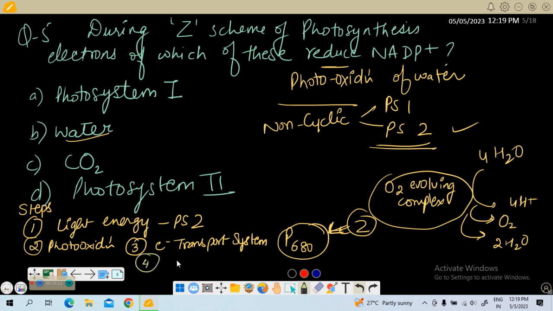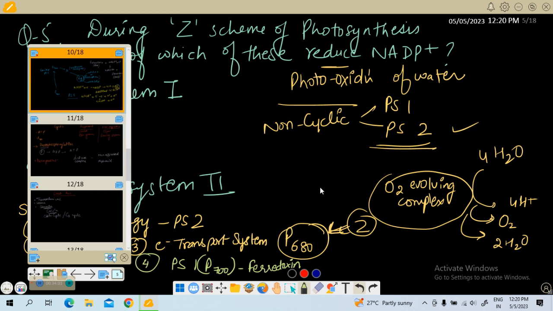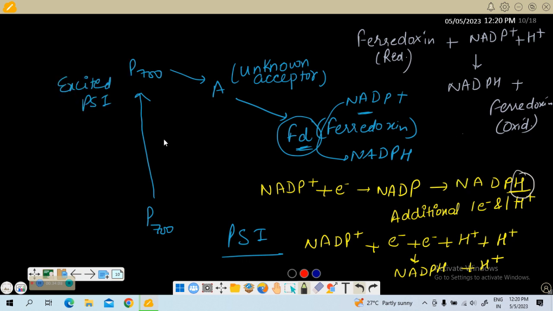So now comes PS1. Similarly, electrons from plastocyanin go to PS1. The same procedure will occur. The pigment molecules absorb solar radiation and transfer the absorbed excitation energy to the PS1 reaction center, that is P700. Now the electron emitted from P700 is accepted by the unknown acceptor A. Here in PS1 we have pyridoxine, right? If you remember this pyridoxine, NADP positive is reduced to NADPH.